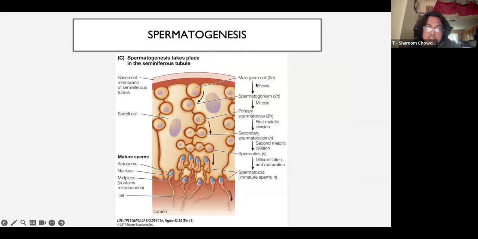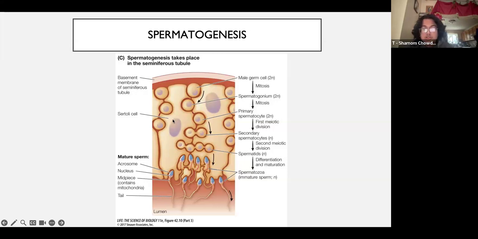So you have mitosis for the germ cell, which becomes a spermatogonium, then it undergoes mitosis again, becomes a primary spermatocyte, then it undergoes first meiosis, becomes a secondary spermatocyte, and it becomes haploid, undergoes meiosis 2, becomes a spermatid, and then lastly matures into sperm.